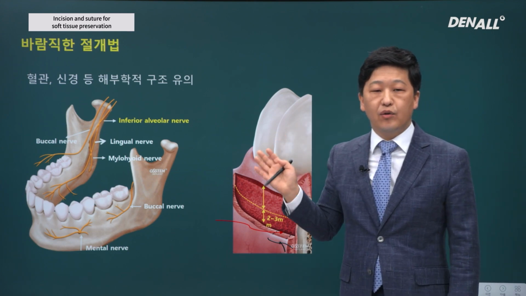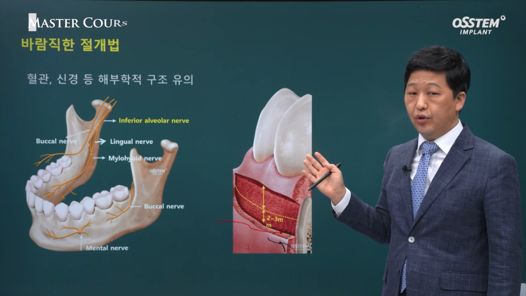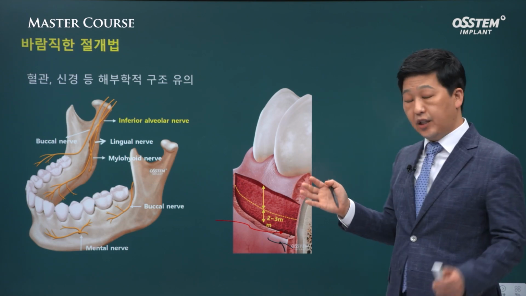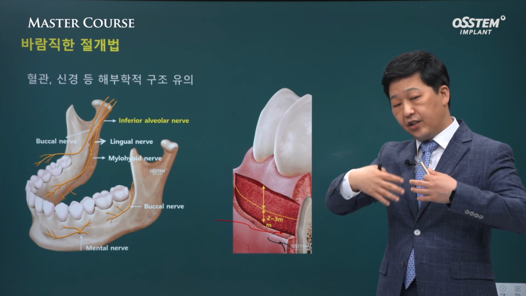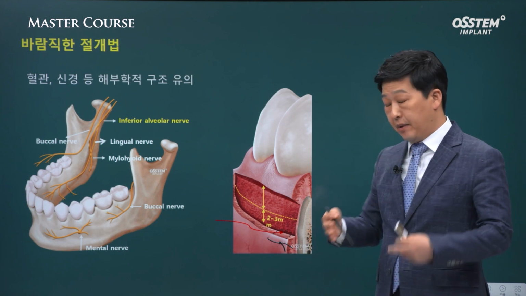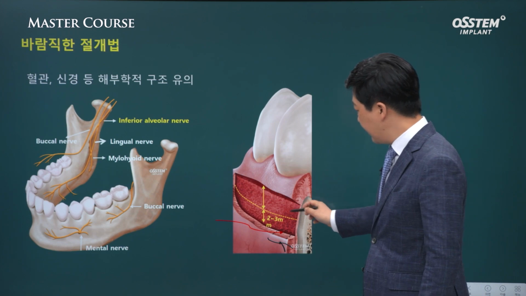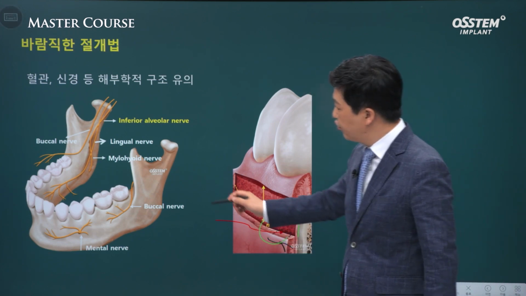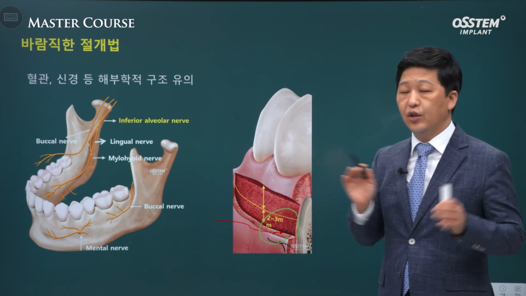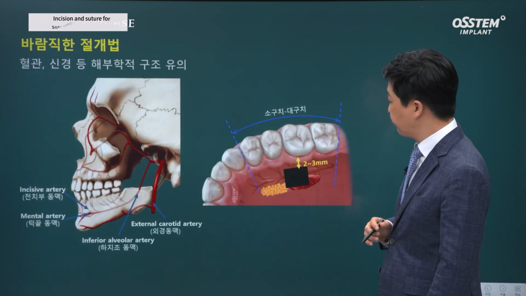When we make an incision, we need to avoid anatomical structures such as blood vessels and nerves. In the case of a free gingival graft, when we make an incision in the premolar area, there is a possibility of contacting the mental foramen, so you need to be aware of it. You need to check whether important anatomical landmarks are near.